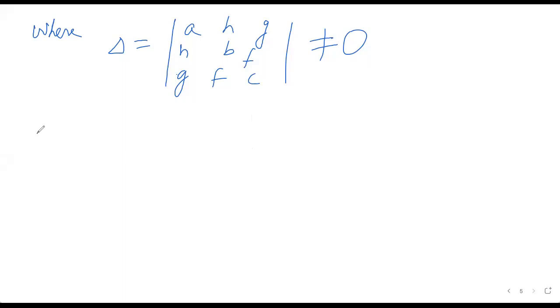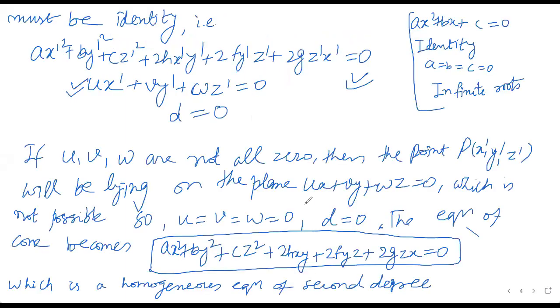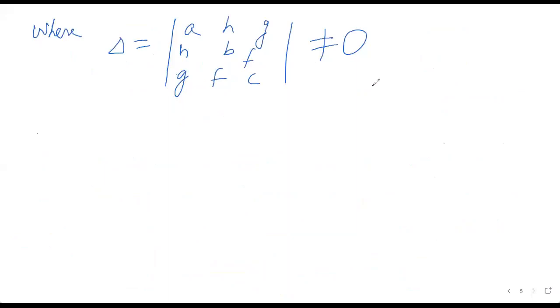Question is that here I solved this and I got this equation, a homogeneous second degree equation. So yes, it is the equation. Here we have a condition where the discriminant of this, what is the discriminant? If I take the coefficients A, H, G, this discriminant should be not 0.